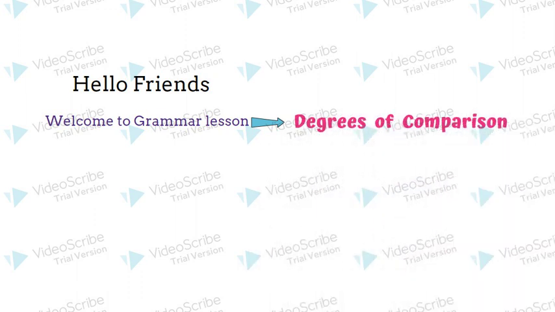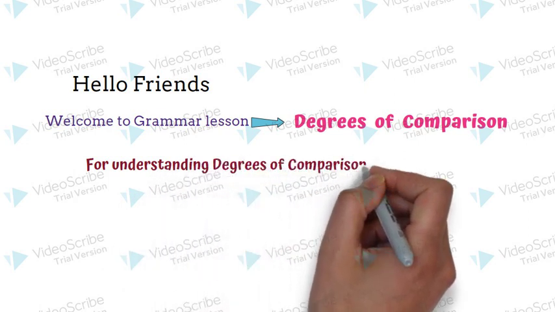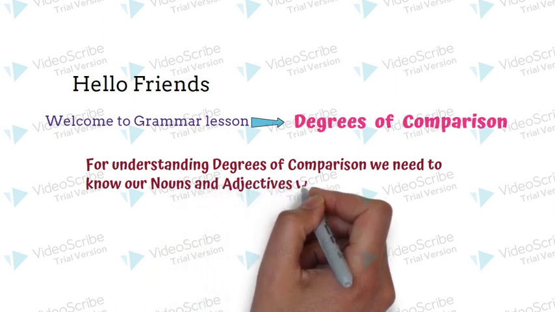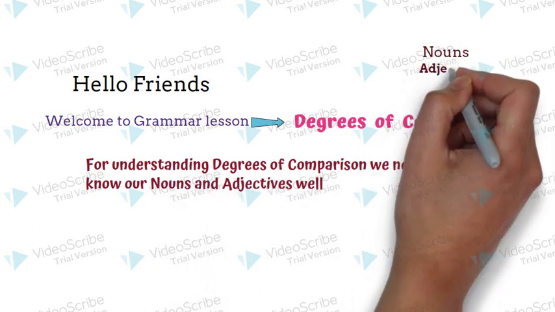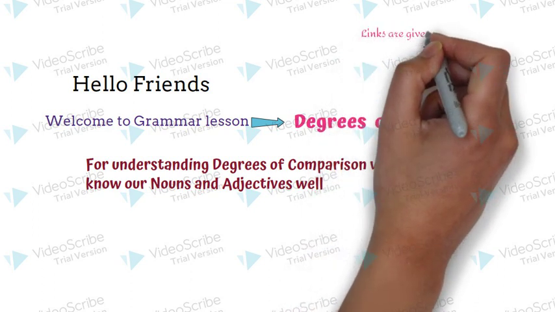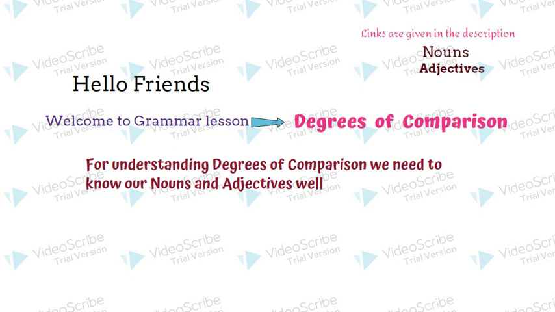For understanding degrees of comparison, we need to know our nouns and adjectives well. I have already shared videos for both. Please check that video if you haven't done yet. Links are given in the description. To get the most out of this video, please watch it till the end.